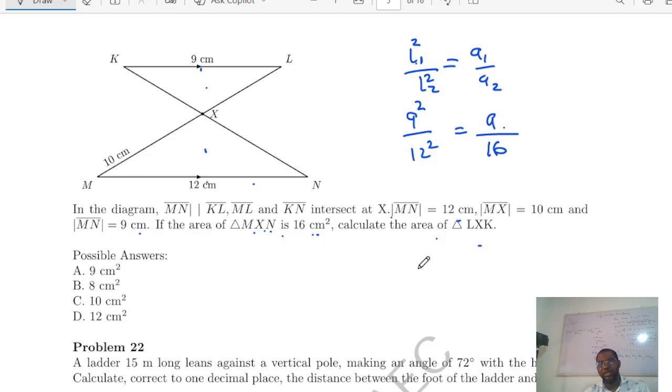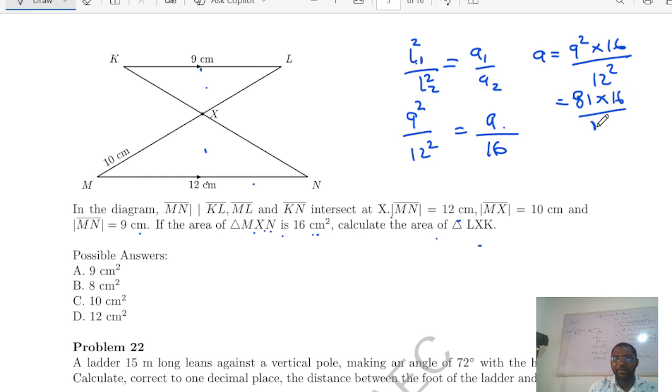Yeah, this is how to treat a question like this. So you can cross multiply. Your A now is going to be 9 squared times 16 divided by 12 squared. So let's see how that goes. Which means 81 times 16 divided by 144. I think I should just use a calculator. So 81 times 16 divided by 144. The answer is 9. So the area of the other triangle is 9 centimeters square.